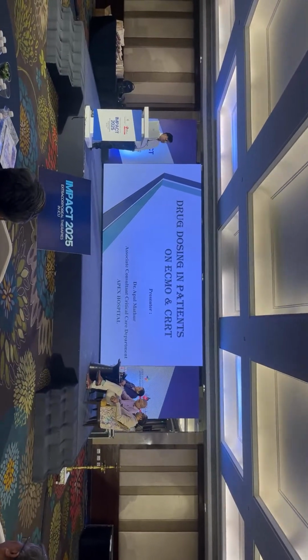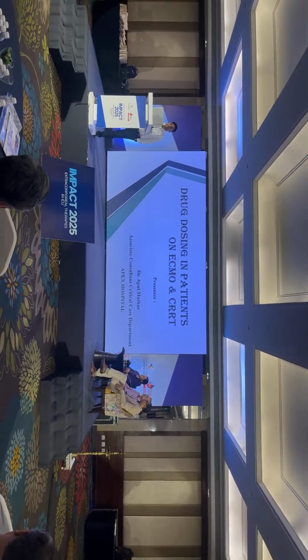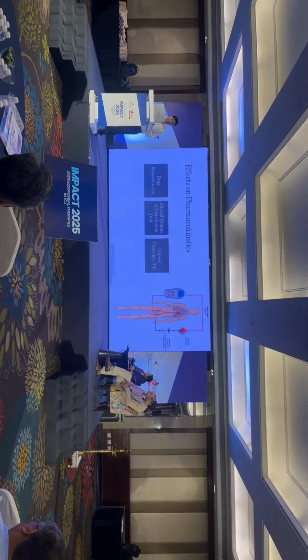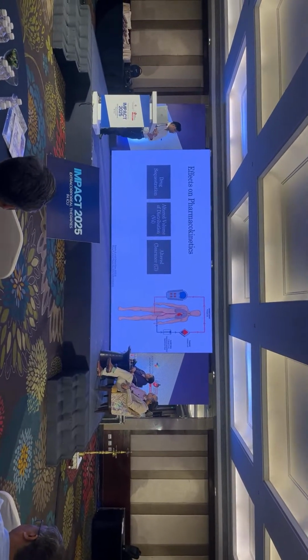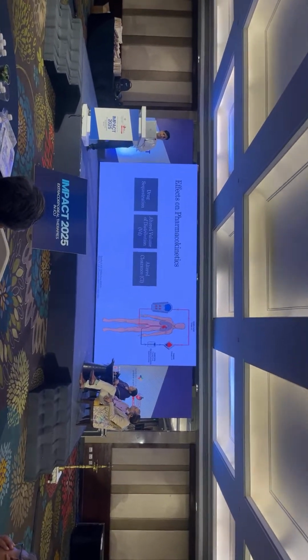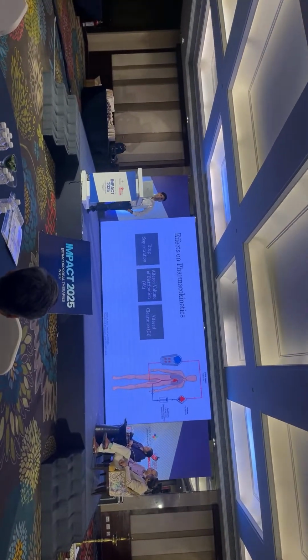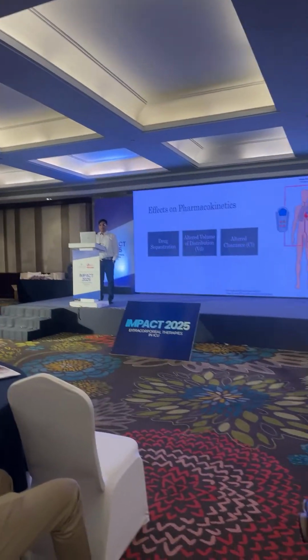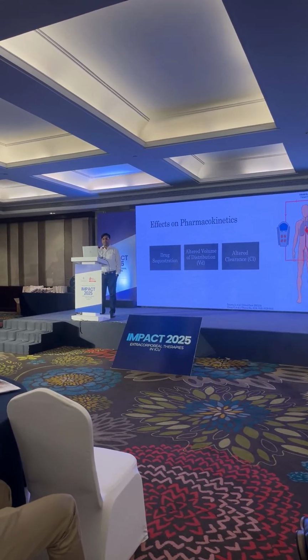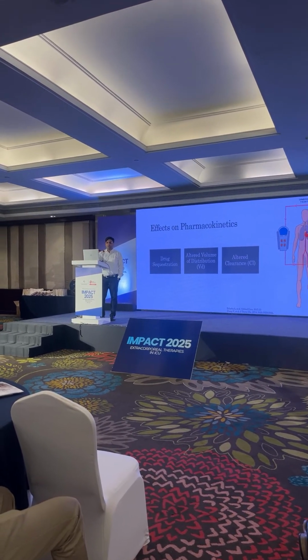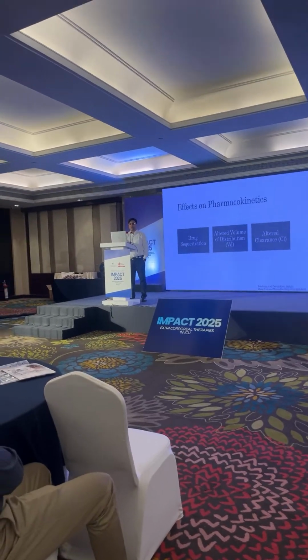ECMO and CRT. Let's start. So, first of all, we discuss the effects on the pharmacokinetics on ECMO. There are three main determinants which we discuss. The first is drug sequestration, second is altered volume of distribution, and third is altered clearance.